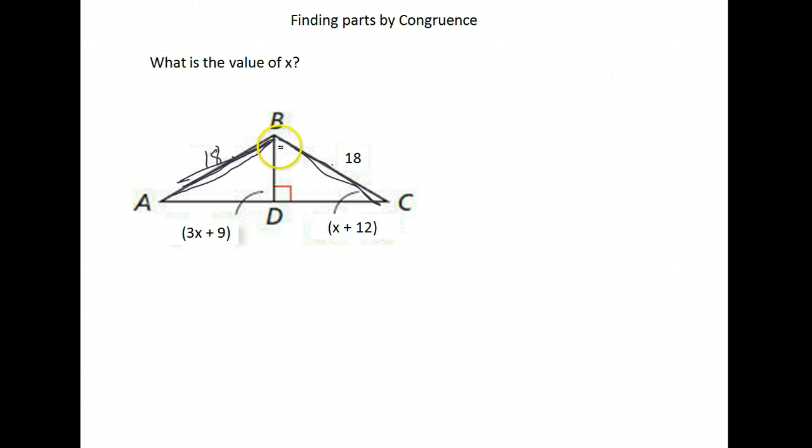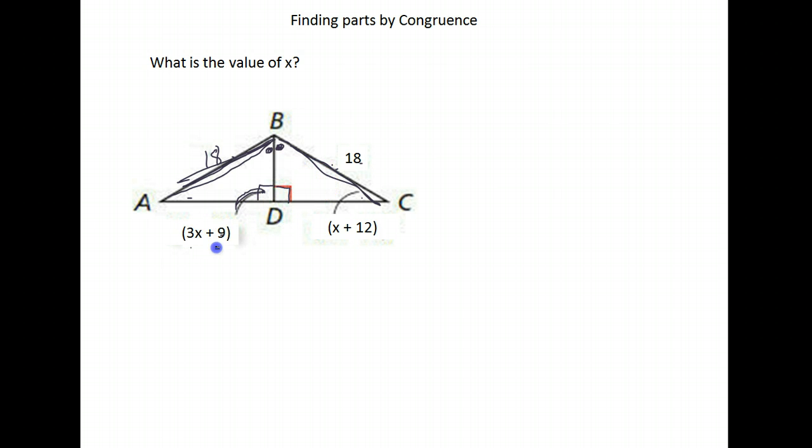It also tells me that the angles are congruent, so this angle and this angle are congruent. This angle here would be congruent to this angle here, okay? And this angle here would be congruent to this angle here. Now be really careful with this, because you might be tempted to just look at the figure and say 3x plus 9 equals 18, which is not the case, because this is an angle, and this is a side. They're not equal.